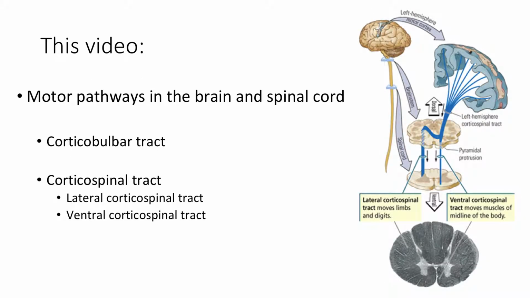So in this video, we will talk about the motor pathways in the brain and in the spinal cord. There are two main ones, the corticobulbar tract and the corticospinal tract. The corticospinal tract can then again divide into the lateral and the ventral corticospinal tract. So we'll dive deeper into that one at a time.